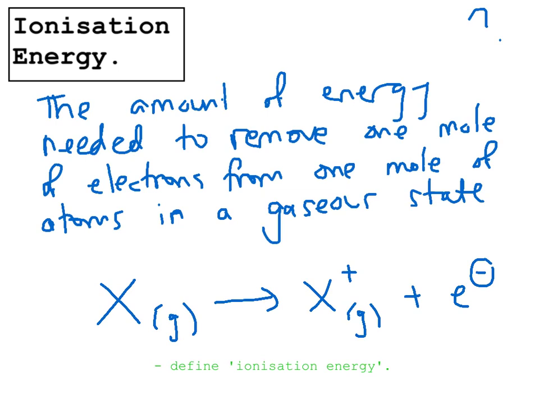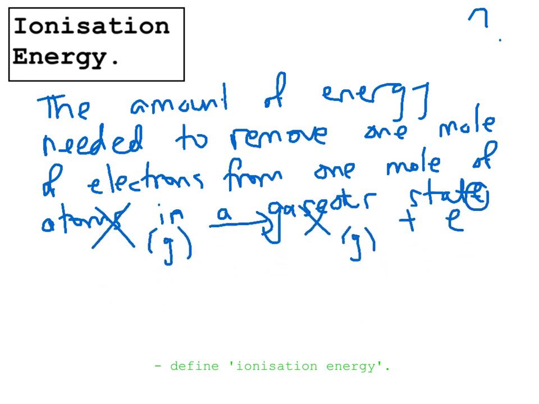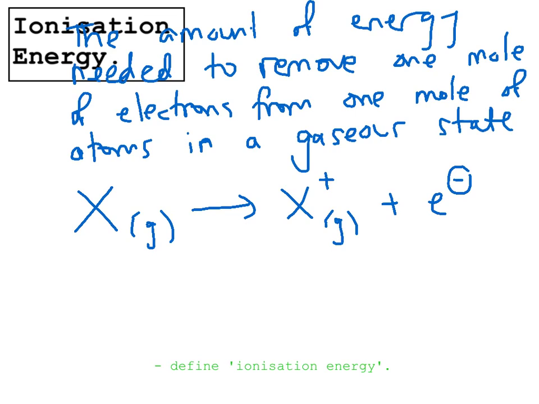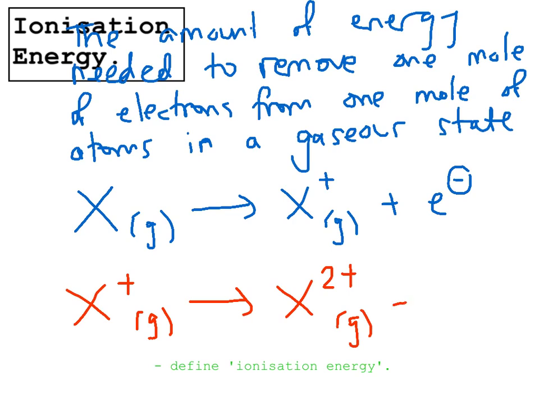If someone asked you what the second ionization energy was, you could say that the second ionization energy would be starting with this positive ion here. So the second ionization energy would be X plus gaseous goes to make X2 plus gaseous plus an electron. And so on. So the third ionization energy would be taking an electron away from a 2 plus ion instead of a 1 plus ion.